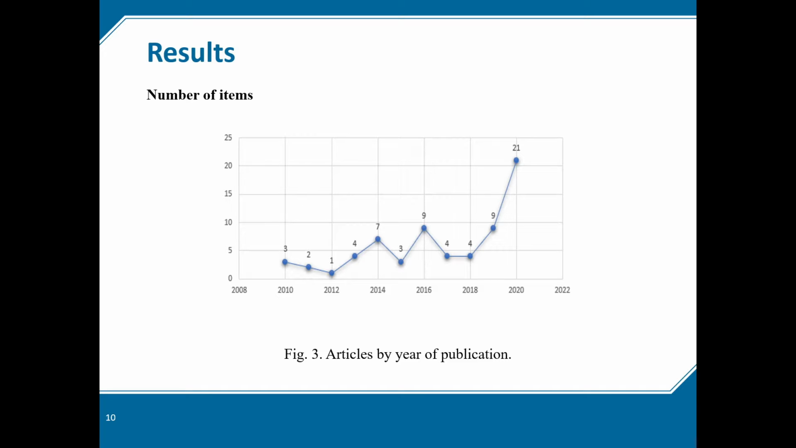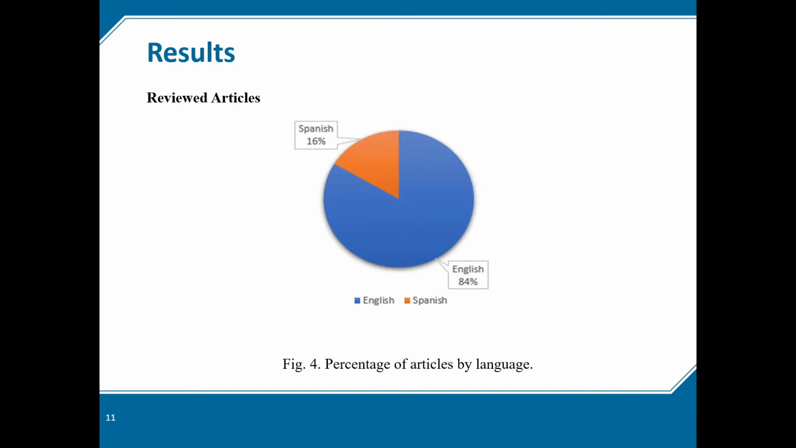As we can see, we have a graph which details the number of articles found on the research topic divided by the years to which each publication corresponds. So we can see that in 2019 and 2020 there were more publications of scientific articles compared to previous years. Here we can see a graph in which we classify the articles by language. As we can see, we obtained 53 articles in English, equivalent to 84% of the total, and 11 articles in Spanish, equivalent to 16% of the total.